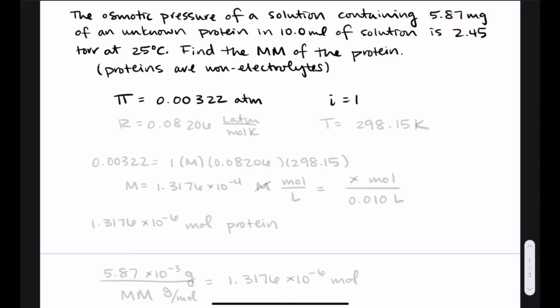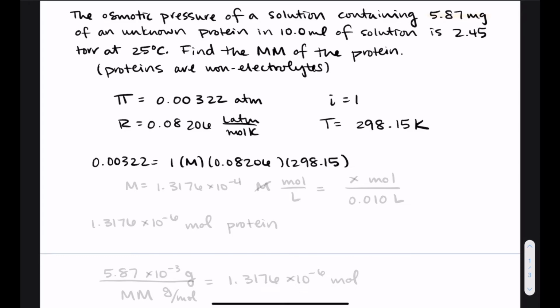So in my equation, I have pi. Well, I have pi in torr, so 2.45 torr. If I convert that to atmospheres, I get 0.00322 atmospheres. I have to convert the pressure, or I have to find that version of R that has torr in it if I want to use it. I've converted to atmospheres because I'm using the 0.08206 liter atmospheres per mole Kelvin. i is 1. The temperature was 25 degrees, so that's 298.15 Kelvin.